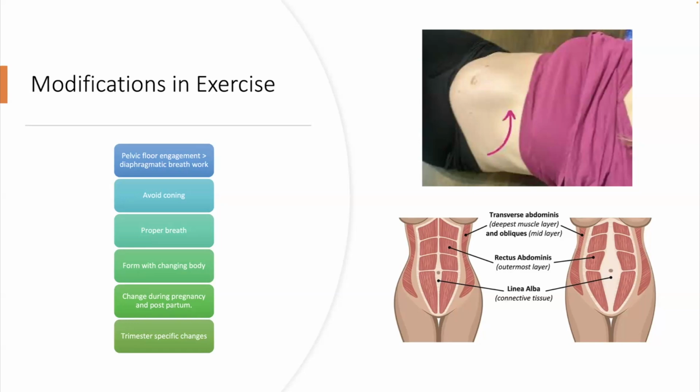So really having them focus on core engagement, looking for any coning. So that's what you see in that top picture there. You want to avoid all of that because it increases the risk of pelvic floor insufficiency and, of course, diastasis. There's a lot of focus on diaphragmatic breathing. There's a ton of YouTube videos out there showing them how to do a proper diaphragmatic breath and how to incorporate that into their exercise and their workouts. And then, of course, just being mindful that their body's changing, right? So trying to adjust any workouts accordingly, and that's going to change from week to week even sometimes.